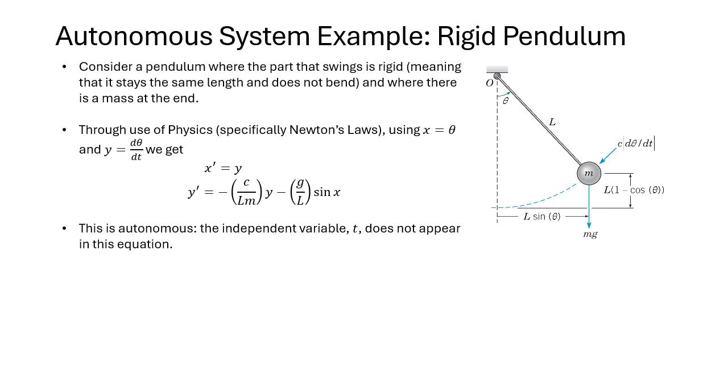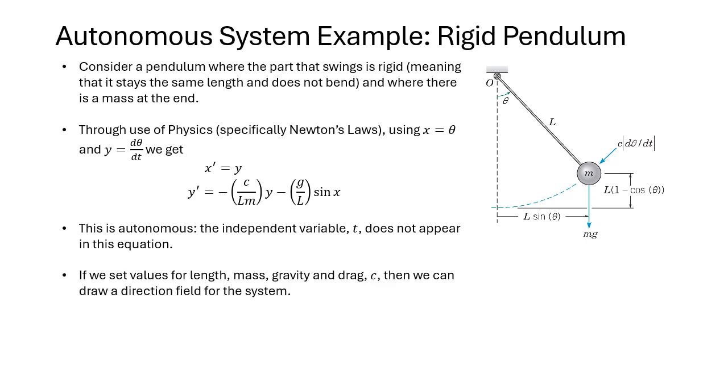Now, again, as a reminder, this is autonomous. Time does not appear in this. With regard to how a pendulum swings, it matters not when we start it. Instead, it matters where we start it, at what angle, as well as what the initial speed is. The initial angle would be x at 0, and the initial speed, that is the angular speed, would be y evaluated at 0.